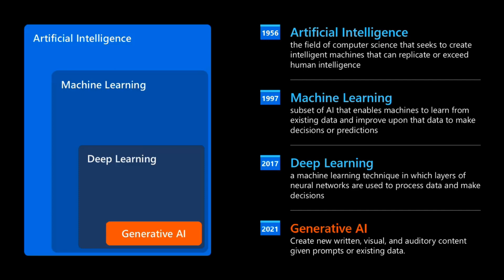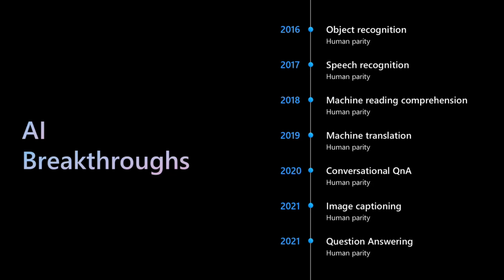And of course, we at Microsoft are at the forefront of all this motion, of all these inventions and breakthroughs. Microsoft itself is a very serious player in the artificial intelligence area, and as you see on this slide, we made quite a few AI breakthroughs focused on achieving human parity. That means that, for example, since 2017, computers are better than us humans at recognizing speech. Since 2021, computers are better than us humans at captioning images.